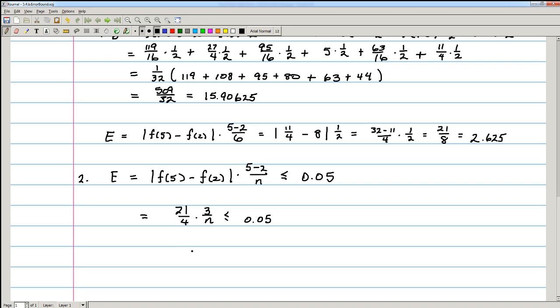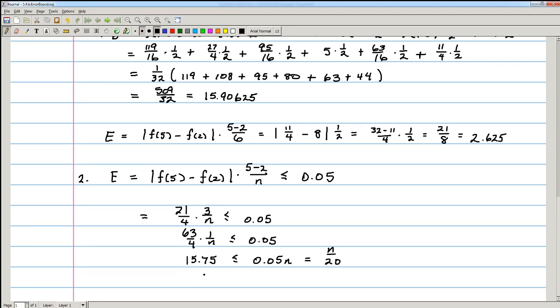If we multiply the 21 times 3, we get 63/4 times 1 over n is less than or equal to 0.05. Now I'm going to multiply both sides by n, and I'm going to get 15.75 is less than or equal to 0.05 n. This might be a good time to remember that 5/100ths is 1/20th.